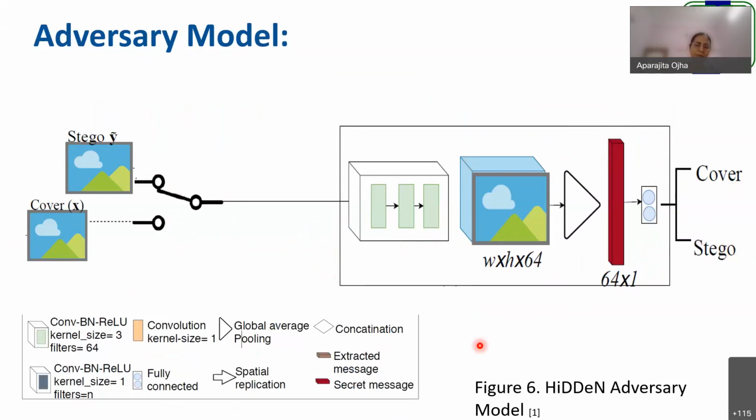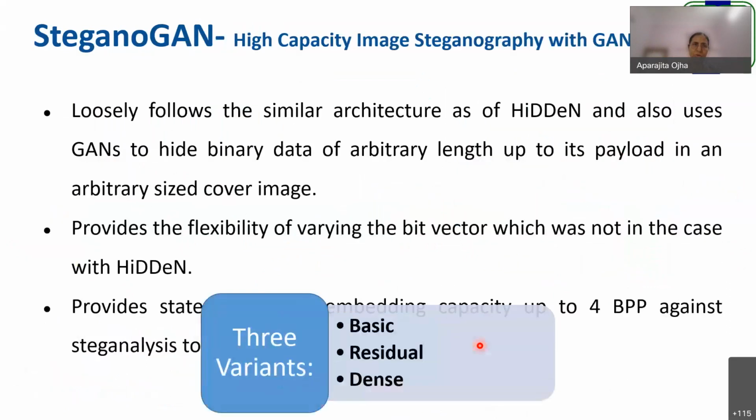So this kind of application is also introduced. There is another paper introduced, Stegno-GAN, high capacity image steganography with GANs. It loosely follows a similar architecture as HiDDeN, and also uses GANs to hide binary data of arbitrary length, up to its payload, in an arbitrary size cover image.